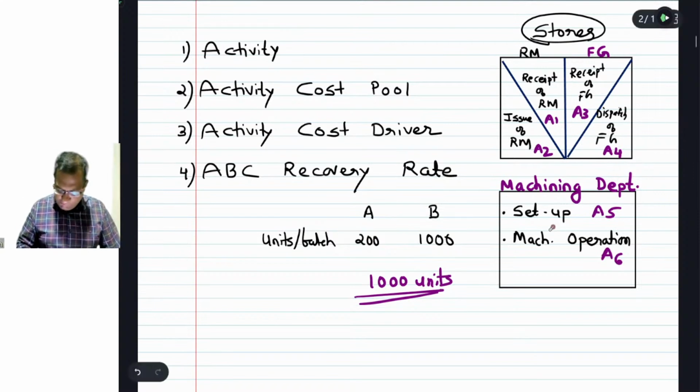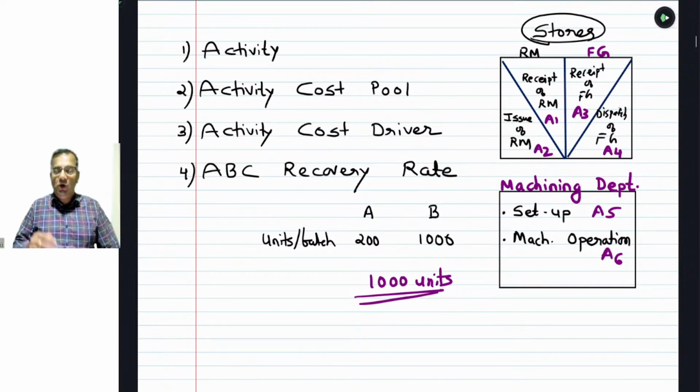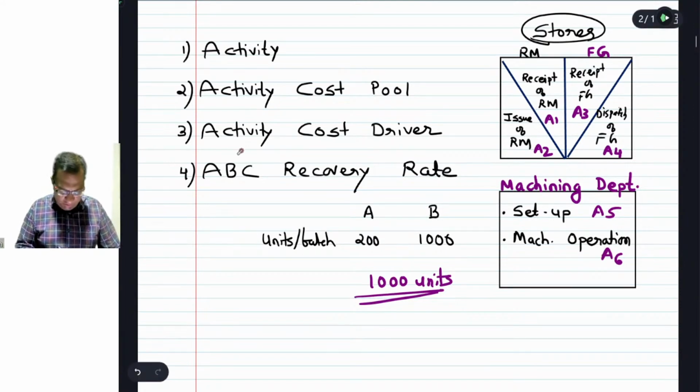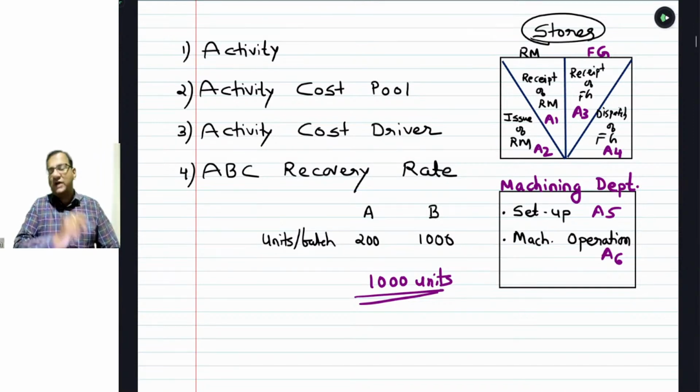Okay, suppose the total cost of machine setup is 2 lakh rupees. So 2 lakh rupees is the activity cost pool of the setup activity. Now the third point is activity cost driver. Now I am asking you, beta, what do you mean by cost driver? Please communicate to me.